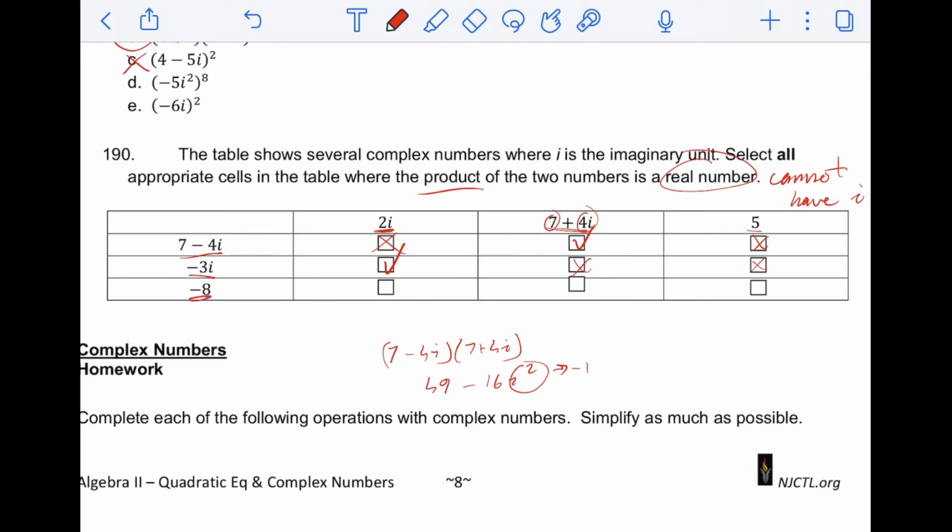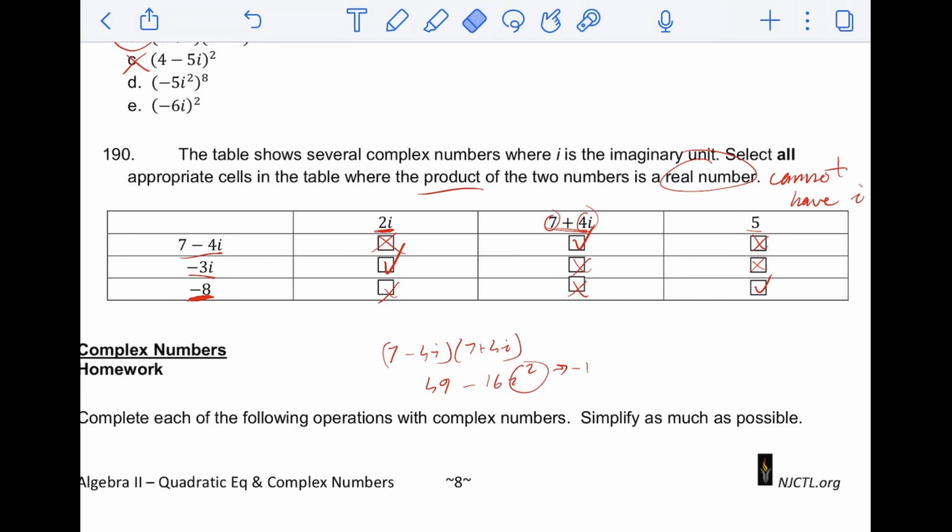Going on to negative 8, so we have negative 8 times 2i will give us negative 16i, no thank you. Then we have negative 8 times 7 plus 4i, so we'll have 56 plus or minus 32i. I can't get rid of that 32i, so no. And negative 8 times 5 is just negative 40, so yes, that is a possible answer.